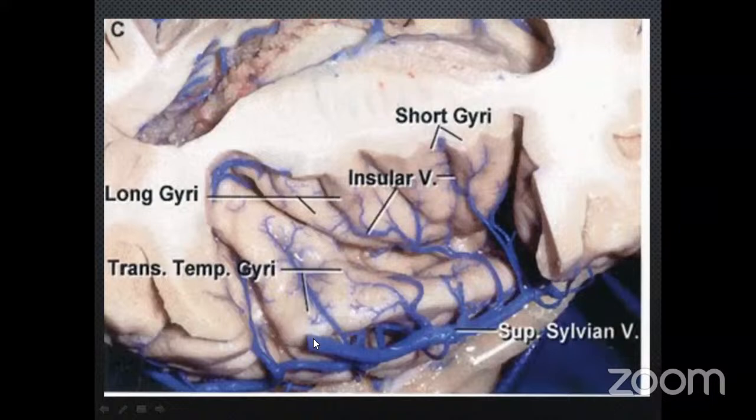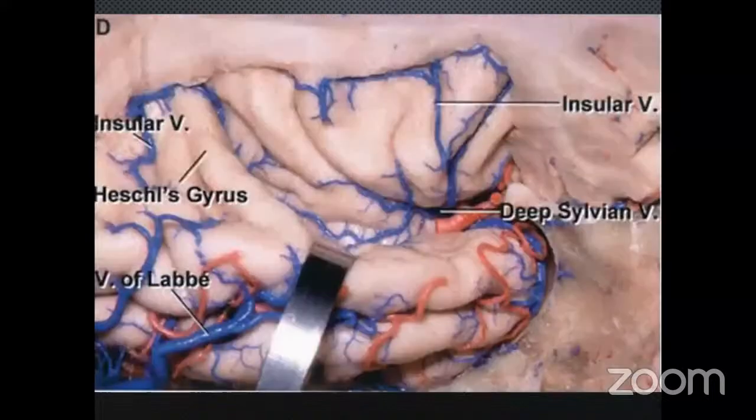This is the superior sylvian vein running in this fissure, and these are the insular veins running inside this fissure. So this is again showing the same. These are the deep sylvian veins, insular veins, vein of Labbé.